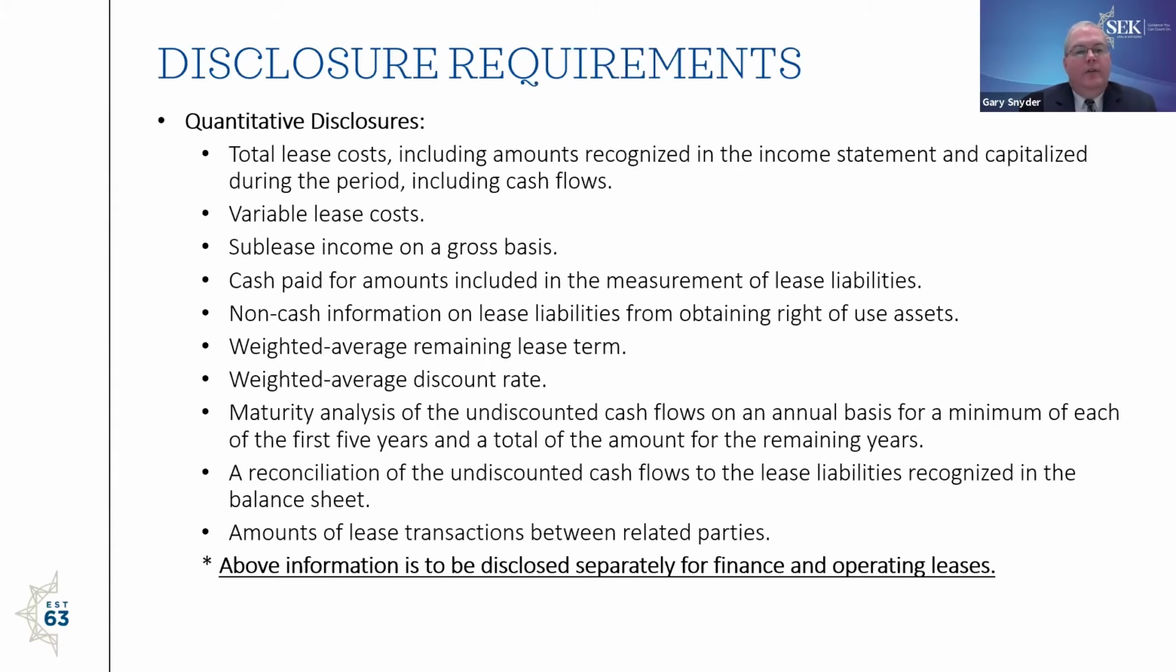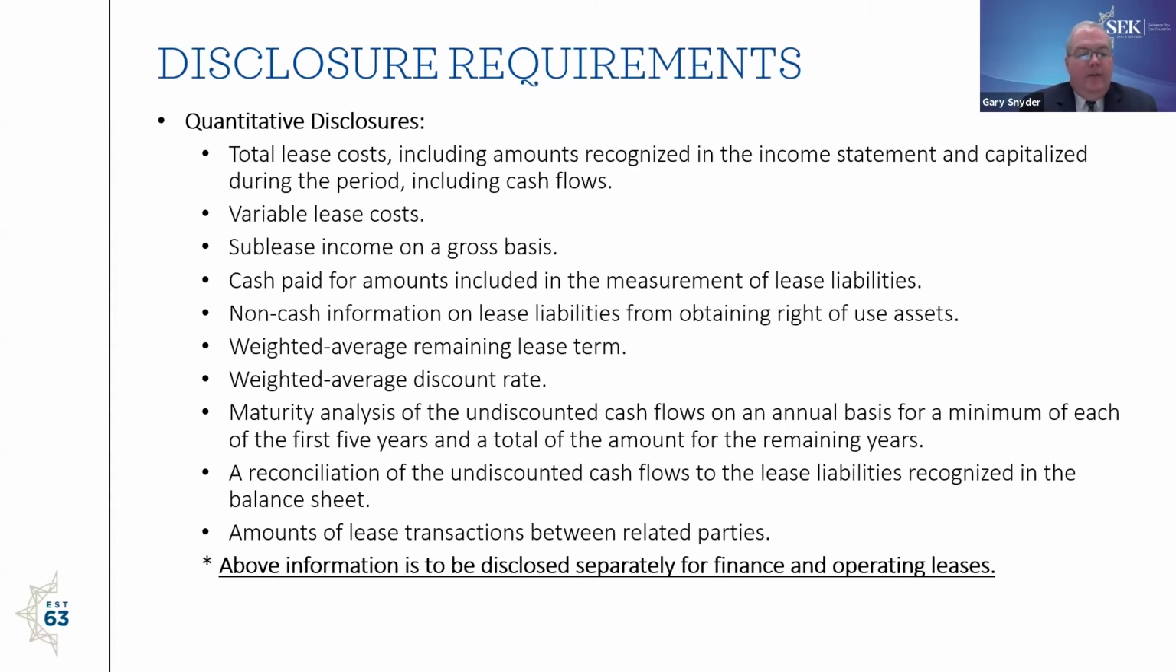But you do need to disclose the total lease costs, including the amount recognized in the income statement and capitalized during the period, any variable lease costs, sublease income, cash paid for amounts included in the measurement of lease liabilities, non-cash information on lease liabilities, weighted average remaining lease term, the weighted average discount rate, a maturity analysis of the undiscounted cash flows over the next 5 years, a reconciliation of the undiscounted cash flows to lease liabilities, and the amount of lease transactions between related parties. Now, again, this information is very similar to what we have done for the capital leases under current GAAP, but this is much more expanded than what we have done for that.